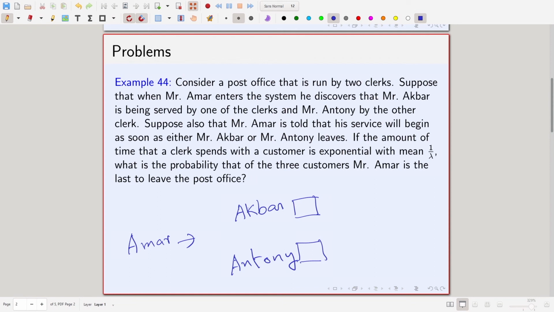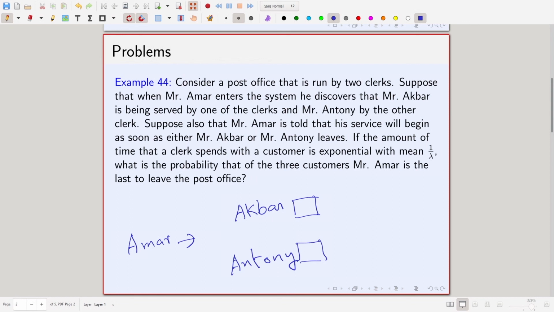Now, suppose also that Mr. Amar is told that his service will begin as soon as either Mr. Akbar or Mr. Anthony leaves. So as soon as one of the clerks becomes free, Mr. Amar's service will start. Until then, he will have to wait. Now, if the amount of time that a clerk spends with a customer is exponential with mean 1 by lambda, what is the probability that of the three customers, Mr. Amar is the last to leave the post office? So that's the problem.